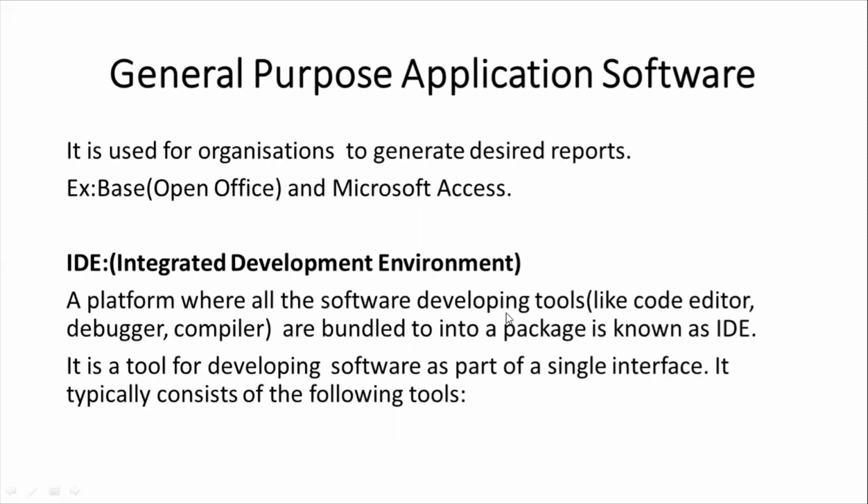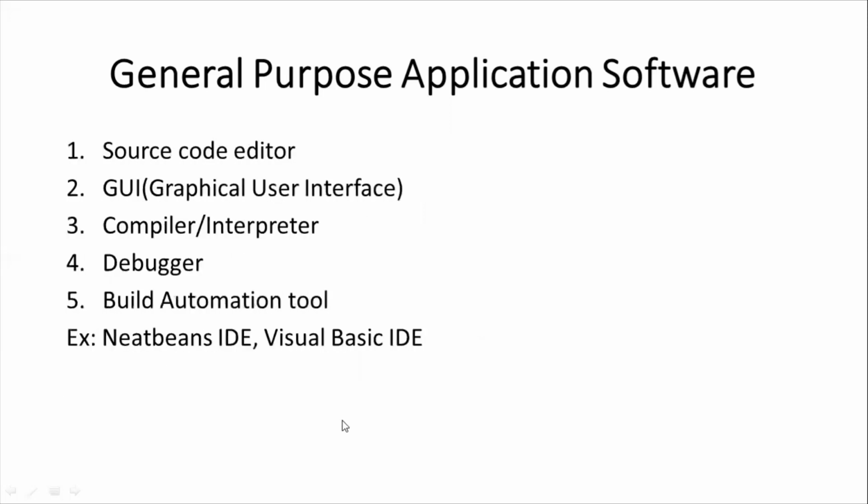In the single window, all these are available. You don't have to switch between the windows also. Once you write the code, you can use the GUI, the user interface. Then also the compiler or interpreter is available, which translates. And also debug: if any error is there, it will debug. All the automation tools, everything is available in one single window. That is called an IDE. The example is NetBeans IDE and Visual Basic IDE.